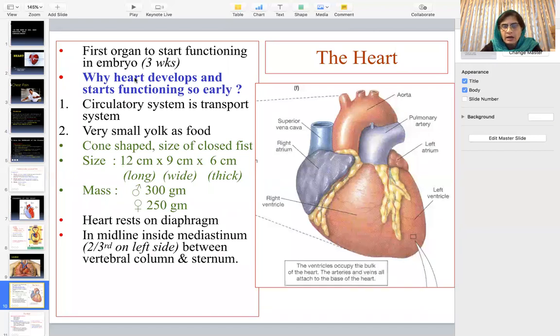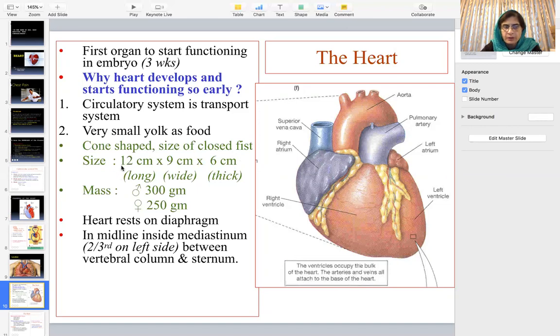The heart is actually the first organ to start functioning in the embryo, at about 3 to 4 weeks of gestation. The circulatory system is a transport system, and the heart is a cone-shaped structure, the size of a closed fist. You all know that normally the size of the heart is like a closed fist.